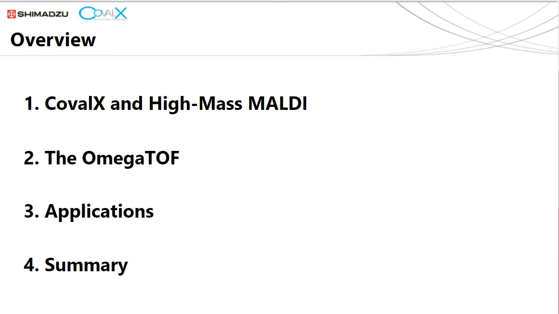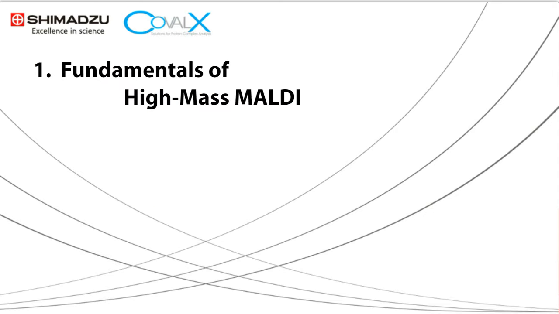Brief overview of what I'll be discussing with you today. Let's start with some background on mass spectrometry, MALDI in particular, and specifically high-mass ion detection. Then move into some of the specifics of the OmegaTOF instrument before showing some applications, some example data, and key applications we've developed, and then finally wrapping everything up with a summary. As I said, first I'll start with some basics of mass spectrometry, specifically MALDI and high-mass MALDI.